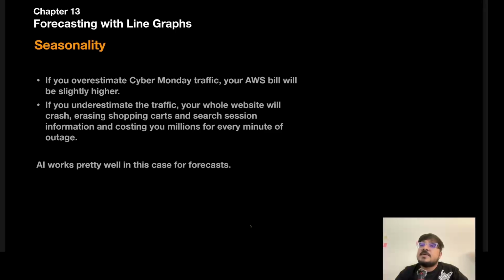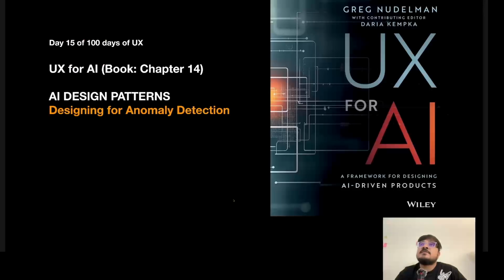And AI works pretty well in this scenario for forecasting. So seasonality is one of the best use cases where AI is utilized these days.